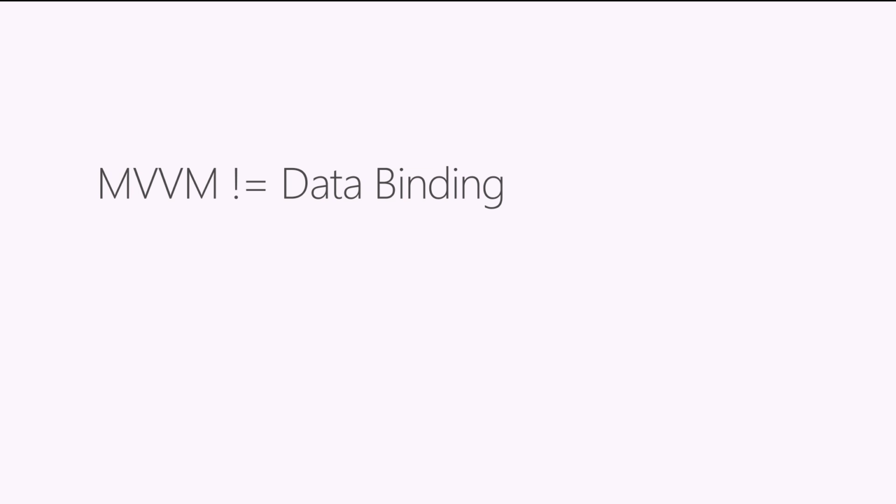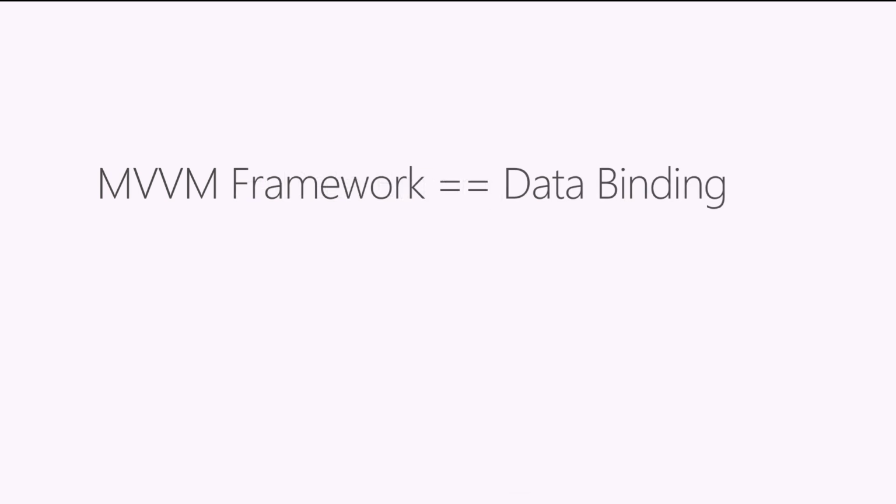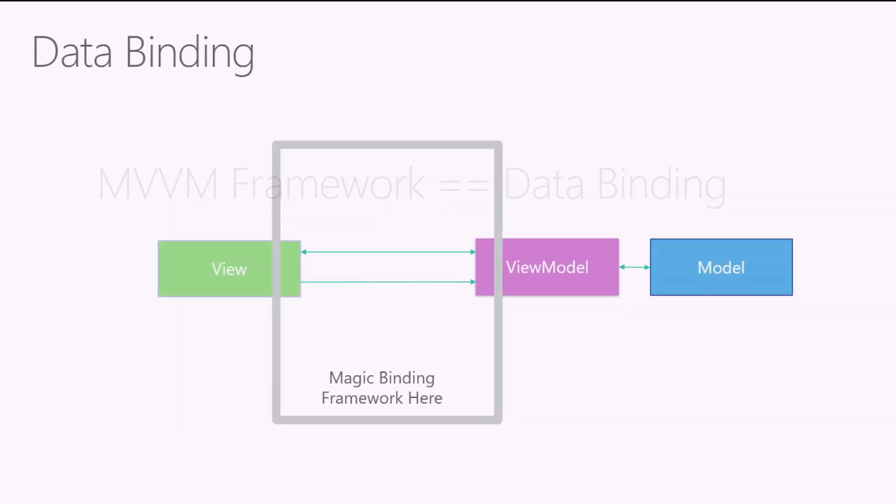Now, MVVM is just an architecture pattern. It's not data binding. Now, what is data binding? That's a good question, because what is data binding is what an MVVM framework brings into the mix. The idea here is that I have some code that's in my view model, and I want it to magically show up in my view. And that's where this kind of magical data binding framework lives. It's that glue that binds your view to your view model specifically. And that's where Xamarin.Forms data binding framework comes in.